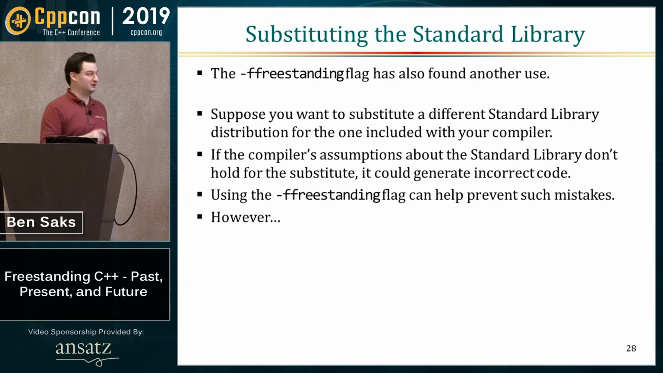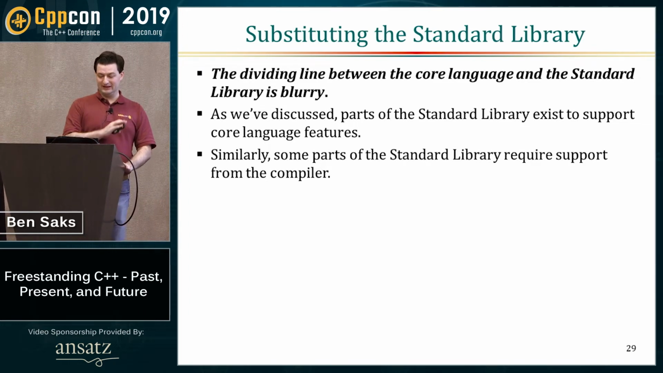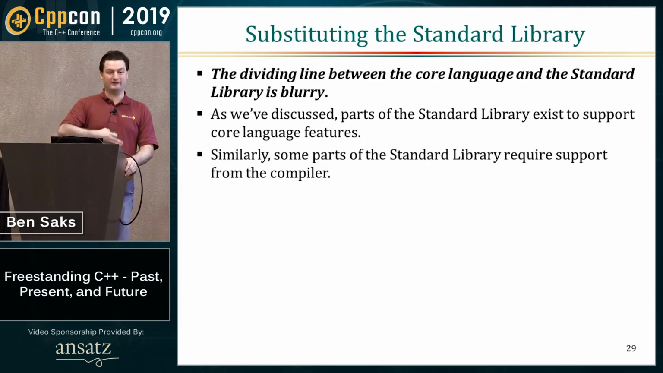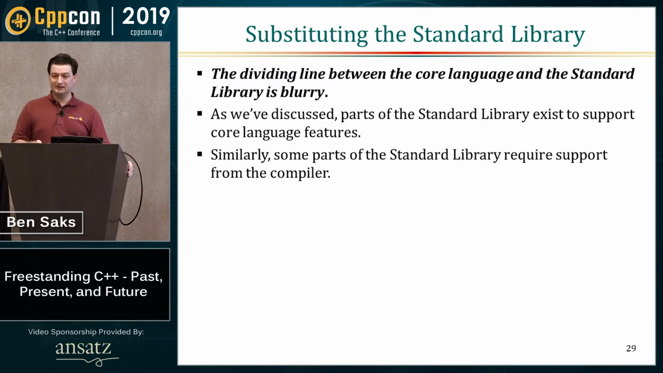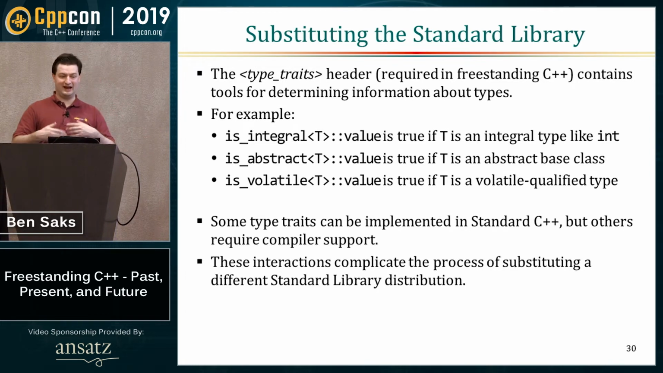That said, that can be a little complicated because the dividing line between the core language and the library is somewhat blurry. We've already seen some cases where there are parts of the standard library that exist to provide library support for language features. But there are also parts of the standard library that require a certain amount of support from the compiler. So earlier I mentioned the type traits header that lets you do compile time programming and ask questions about the nature of types at compile time, which can be very useful for certain types of template programming.